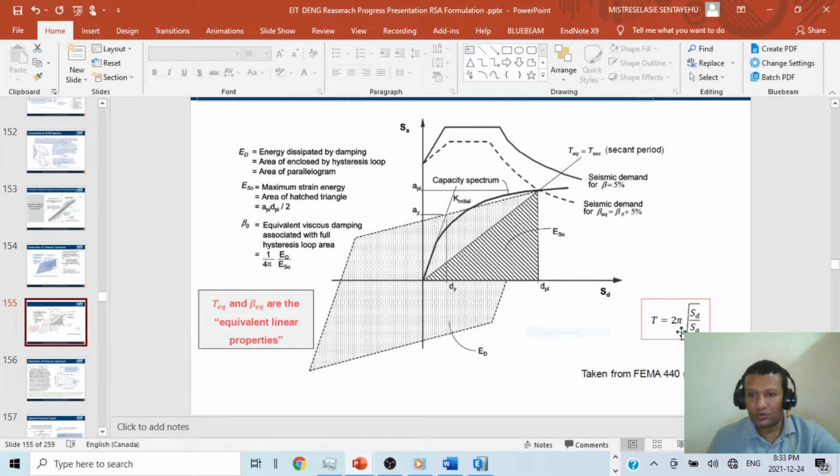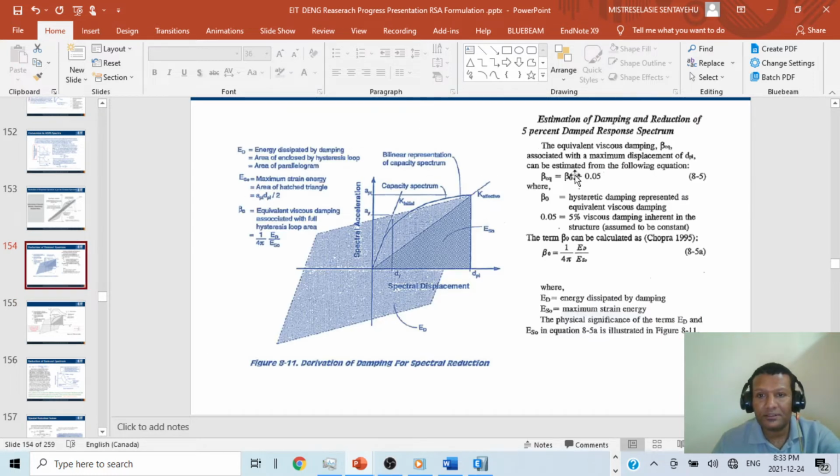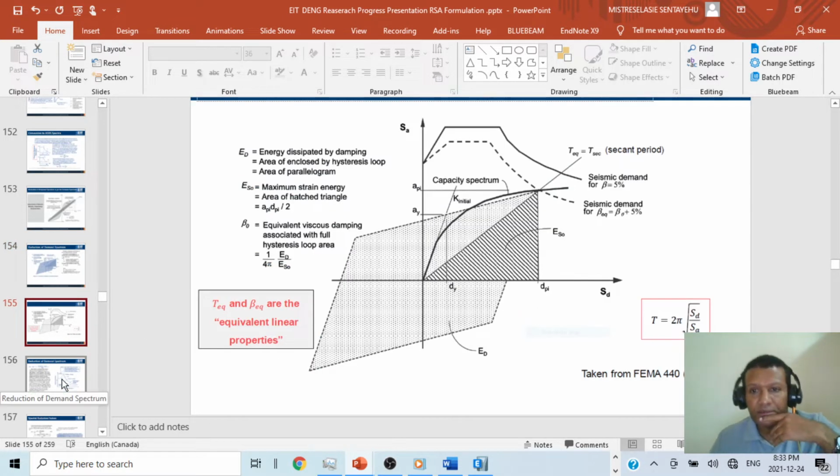So T is equal to 2π over SD over SA. This is our formula. ED, ESO, this one we already saw. T equivalent and B equivalent are the equivalent linear properties. The most important thing is B, the equivalent viscous damping. The derivation of equivalent viscous damping is very important. So this is the idea.